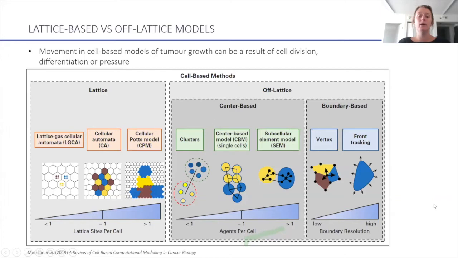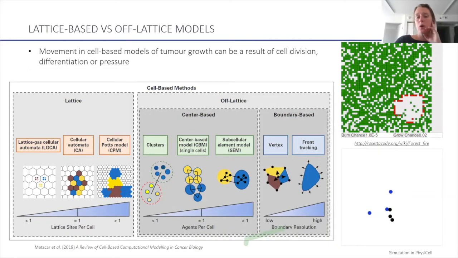Off-lattice is where the cells move freely in space, and movement is governed by a bunch of different rules that I'll talk about in the next slide. There are a few different types of these models, but they can be divided into center-based and boundary-based. Center-based is where you track the center of cells through the space, and boundary-based is where the boundary of the cell is what you're modeling and accounting for as the cell moves around freely in the domain.